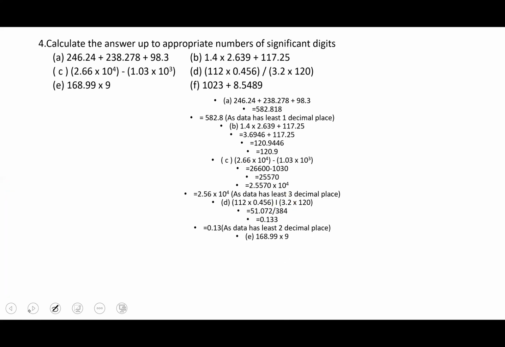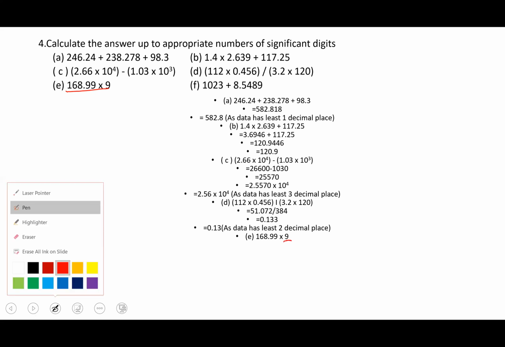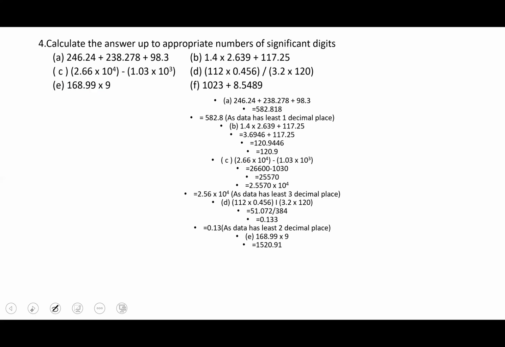Now for the second last question, which is E, which is 168.99 multiplied by 9. So over here, the significant figure is 9. So the answer must also be in 9. But that means 1 significant figure. So it will be the answer of multiplication of these two. It will be 1520.91. Now this is not in significance because only 1 digit was required.